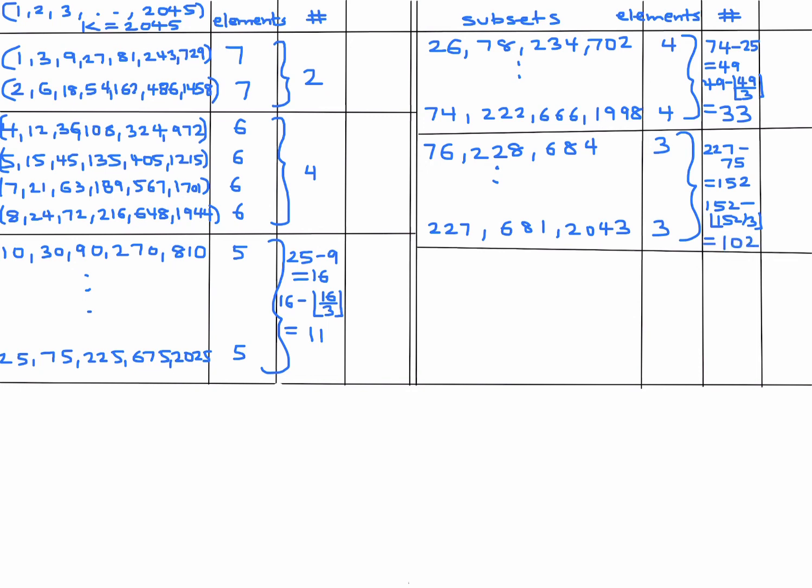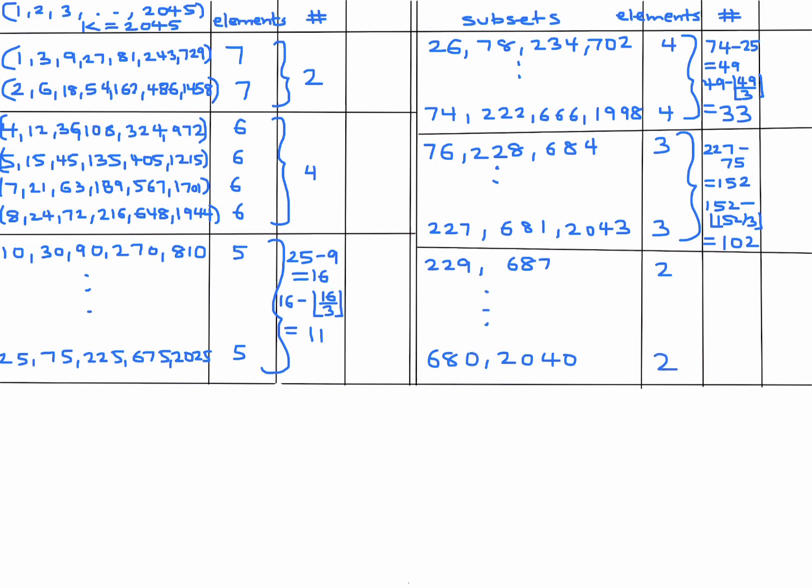All right, let's keep going. 228, I believe, is right here, so can't use it again. It's a multiple of 3. So we got to start with 229 and 687. So now we're down to 2. And then the biggest one is 680, 2040. And then that's it.